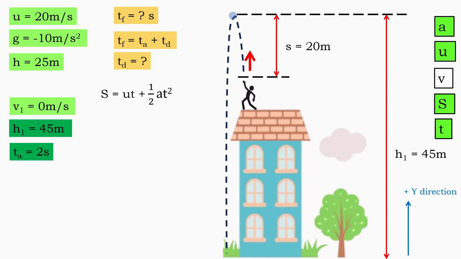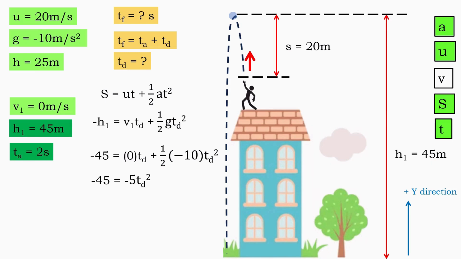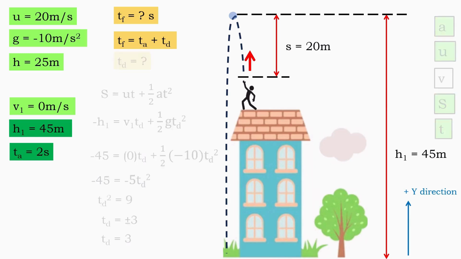Now, let us substitute the values. The displacement is minus 45 meters because the motion is downward. The initial velocity is 0. The acceleration is minus 10 meters per second squared. Substituting these values into the equation and simplifying, we get minus 45 equals minus 5t squared. Solving further, t squared equals 9. Taking the square root, t equals plus or minus 3 seconds. Since time cannot be negative, we take the positive value. Therefore, td equals 3 seconds.